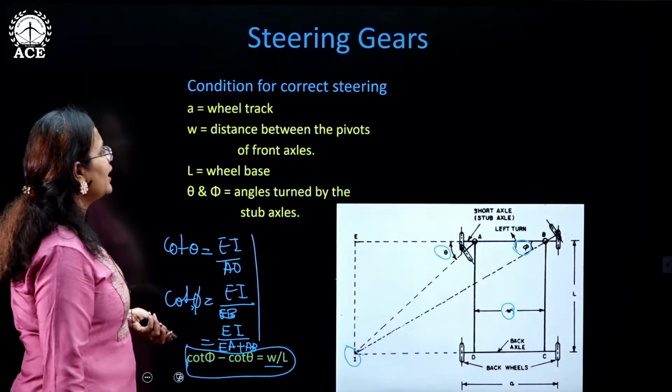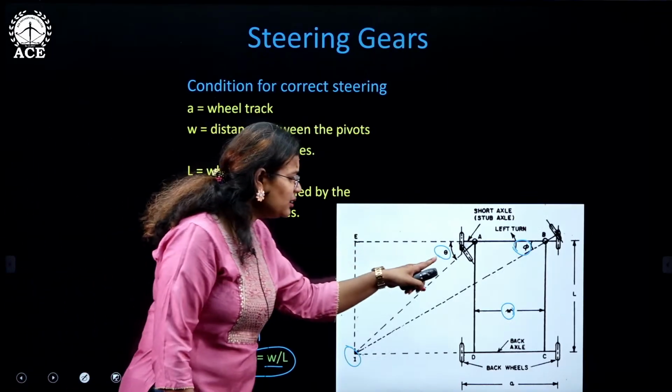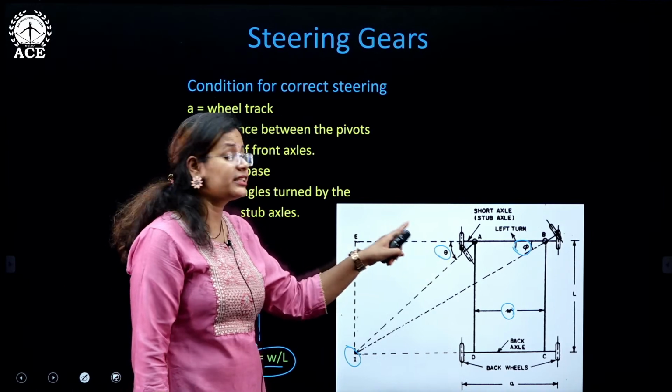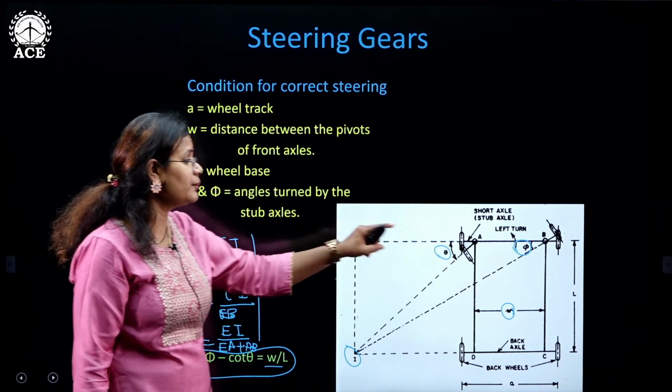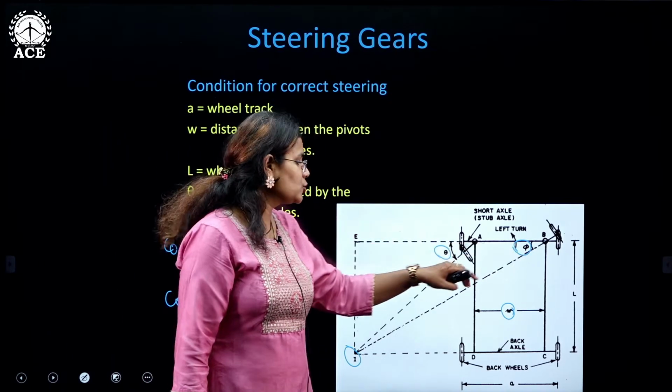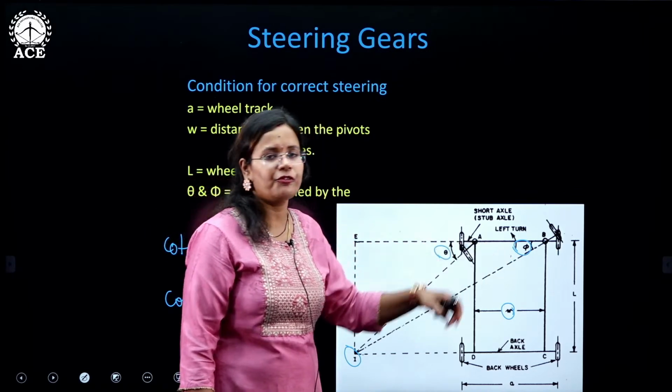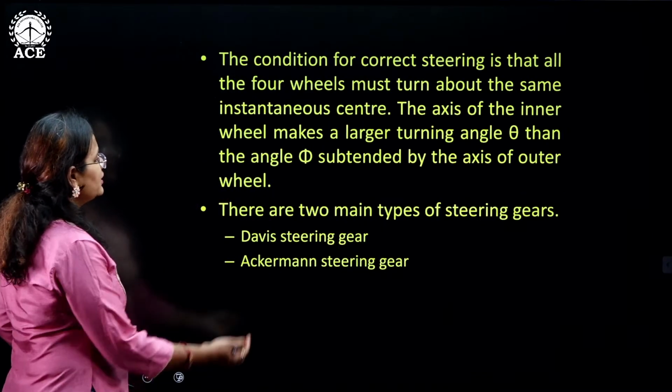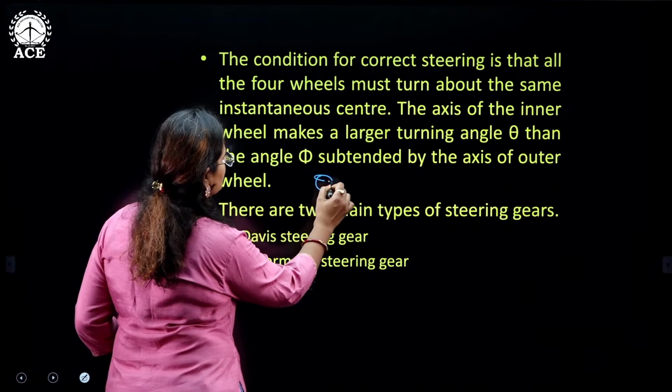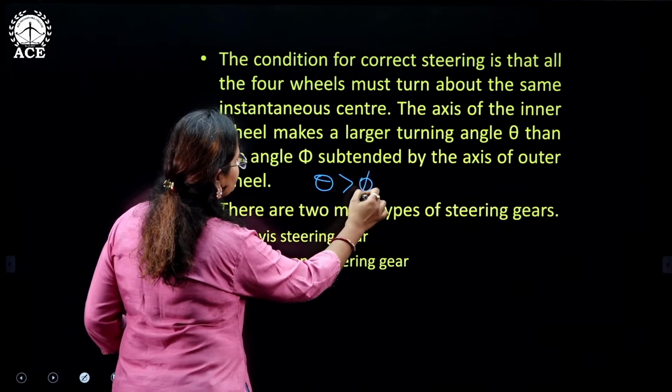So here you can see that the angle made by the inner wheel is always greater than the angle turned by the outer wheel. So I will say that theta is always greater than phi. Theta is always greater than phi here.